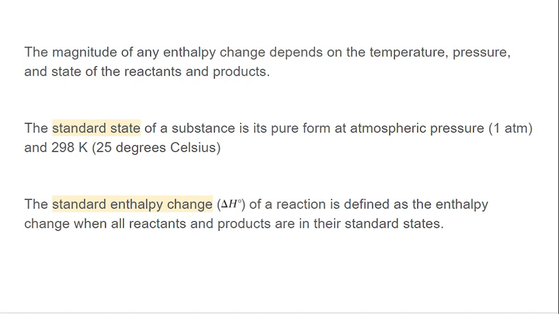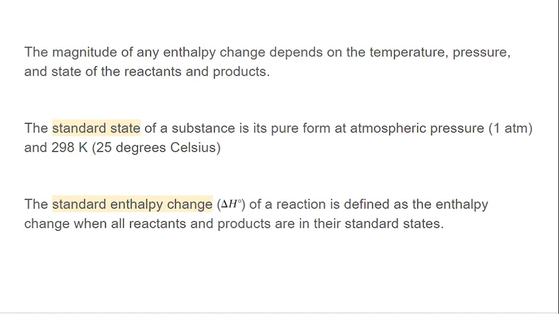Since all of these different factors can have an effect on the value of the change in enthalpy, we're going to want to define a set of conditions, which is where standard state comes in. The standard state of any element is a substance's pure form at atmospheric pressure, which is 1 atm, and the temperature of interest, which is usually 298 Kelvin, which is 25 degrees Celsius. By using the standard state and keeping things similar by defining a constant, we can compare the enthalpy changes between different reactions. The standard enthalpy change of a reaction is the enthalpy change when all the reactants and the products are all in their standard states.